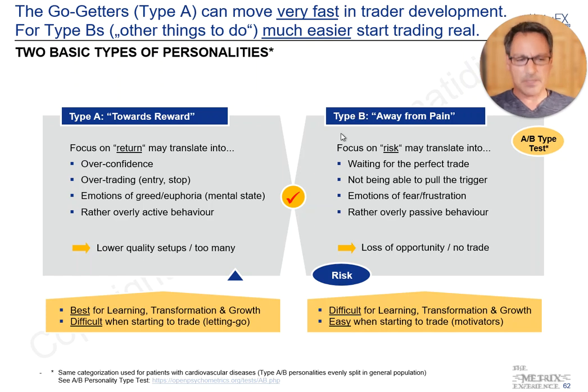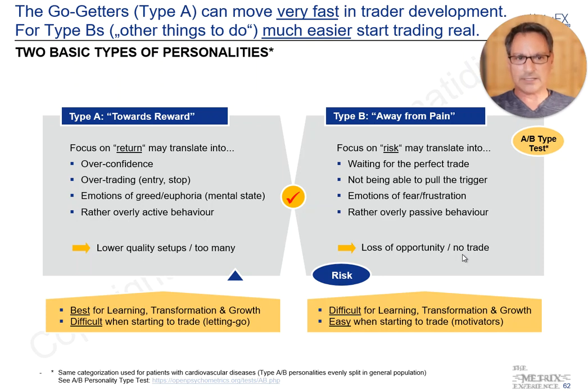Now the Type B personality is the type away from a pain. Well, you already see from the description, it's more about fear, right? So the focus is more on risk, and being a risk person means that Type Bs tend to wait for the perfect trade to happen. Well, it never happens, right? And we don't need perfect trades, but still they're looking for them. They tend not to be able to pull the trigger. And the emotions that surface are the emotions of fear and frustration. So Type Bs are overly passive in their behavior. And there's loss of opportunity, not taking the trade, and no trades or very few trades.